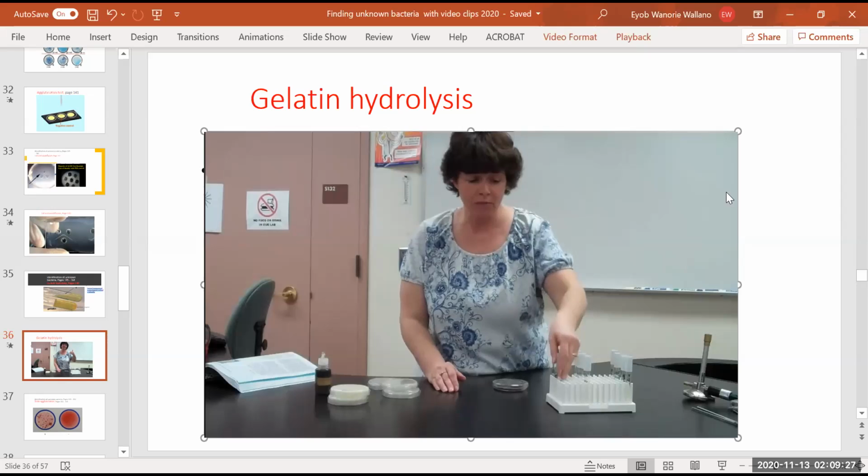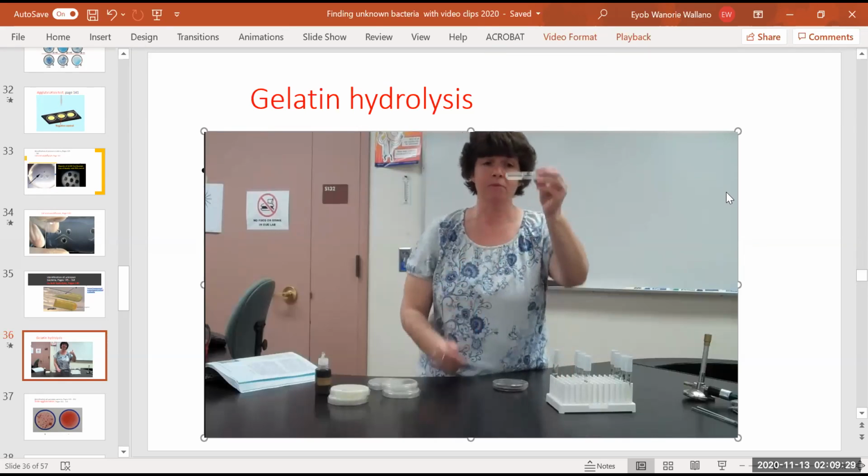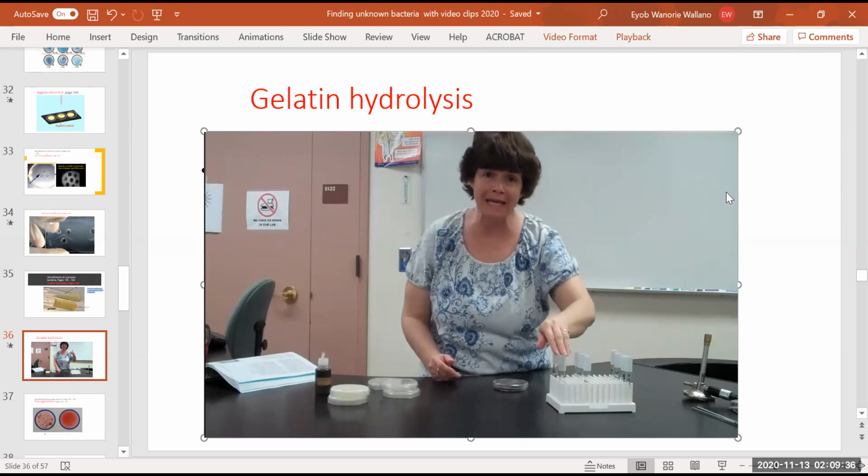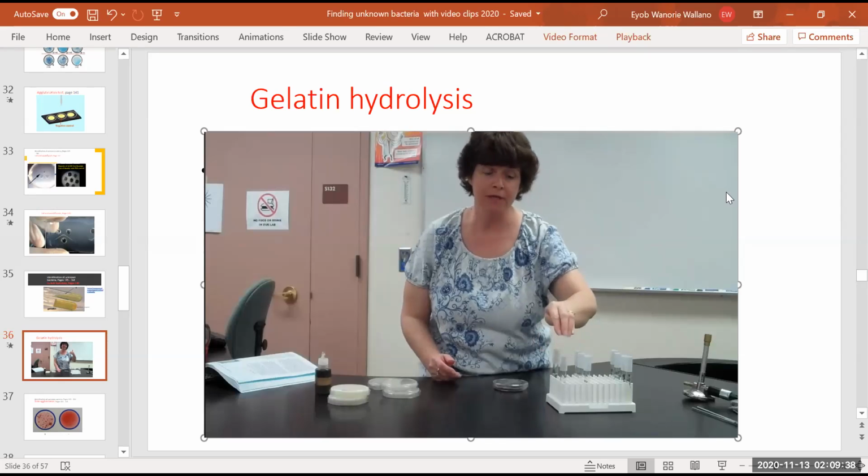So if the gelatin, once refrigerated, remains a solid, so I'm turning this and there's no liquid coming, okay? If it remains a solid, that is a negative result because the bacteria did not have the gelatinase to break it down.